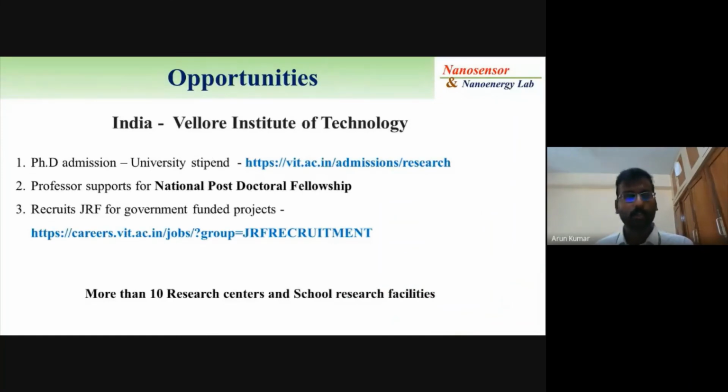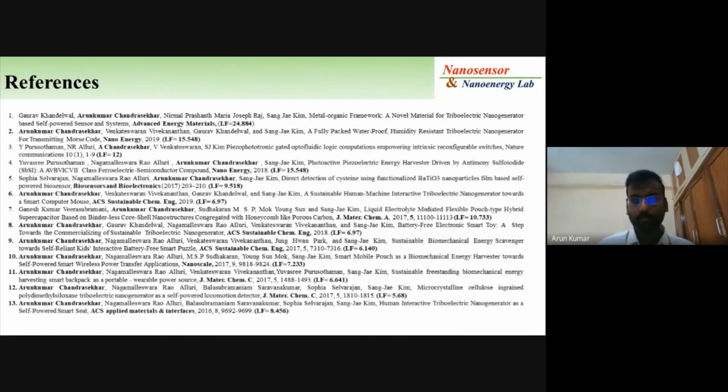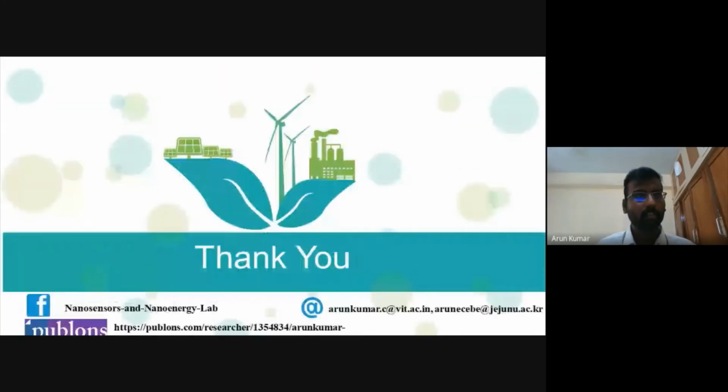And this is the opportunity which we have in our institute. We recruit PhD students and also postdocs, with professors' support for applying to the NPDF, and you can also check this portal. And we have more than 10 research centers and school research facilities in our institute in Vellore. And these are a few of our publication references. And thank you.